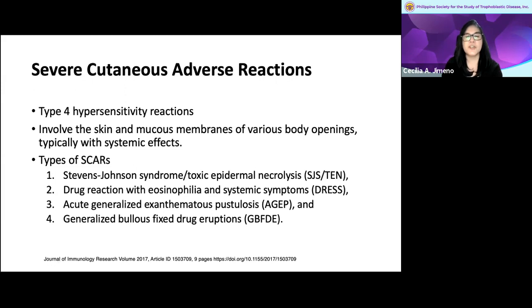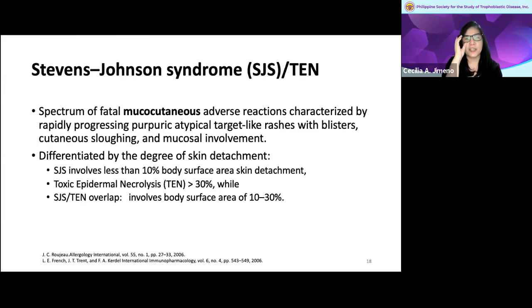So in our patient, the first impression for her was actually maybe she had Stevens-Johnson syndrome or TEN, toxic epidermal necrolysis, no? which are spectrum of fatal mucocutaneous adverse reactions characterized by rapidly progressing, purpuric, atypical target-like rashes with blisters, cutaneous sloughing, and mucosal involvement. The two are differentiated by the degree of skin involvement, where the SJS is typically less than 10% of body surface area, would be the skin detachment. TEN is more than 30%, and the overlap syndrome is between 10 and 30.